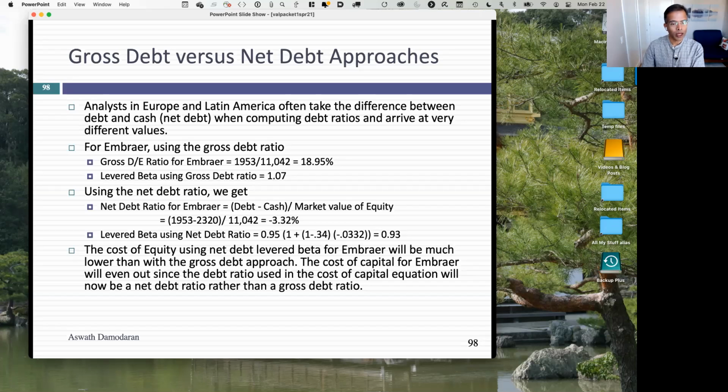Cost of equity times weight of equity plus cost of debt times weight of debt. And guess what? If I decide to use a net debt to equity to get a levered beta, I have to use a net debt ratio to come up with the cost of capital. And trust me on this one, I'll work through the numbers if you want, but my ending cost of capital for Embraer will be roughly the same if I use gross debt ratios all the way through or net debt ratios all the way through. But the key is to stay consistent once you've made a choice.